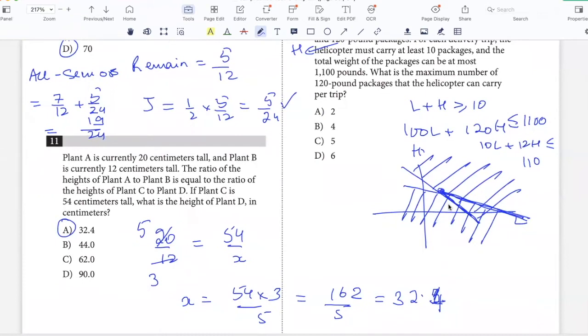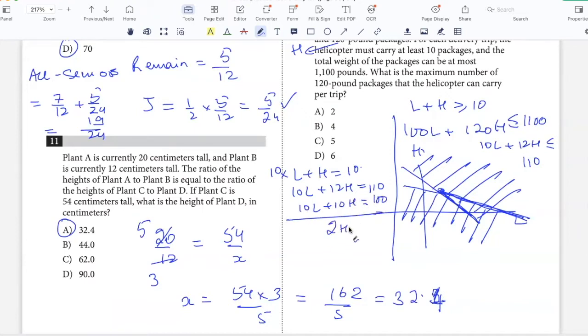So let's just solve them simultaneously. L plus H is 10 and 10L plus 12H is 110. Okay, so we have to solve for H. So let's multiply this one by 10. So 10L plus 10H is 100. So 2H is 10. So H is 5. Maximum number of 120-pound packages is 5.